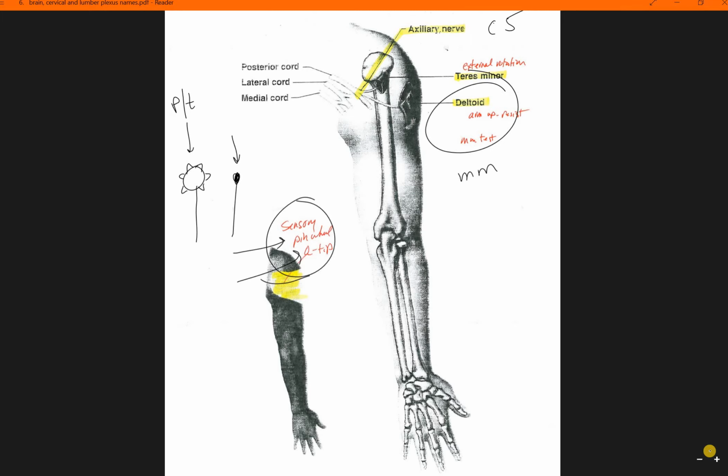This one elicits the tactile fibers, or non-pain, non-temperature fibers. So pinwheel, does this feel the same as this over that area? Q-tip, does this feel the same as this over the same area? That specific area, C5, axillary nerve.